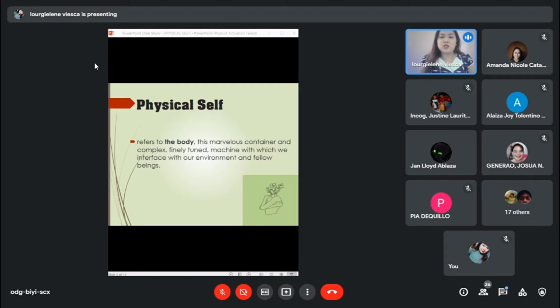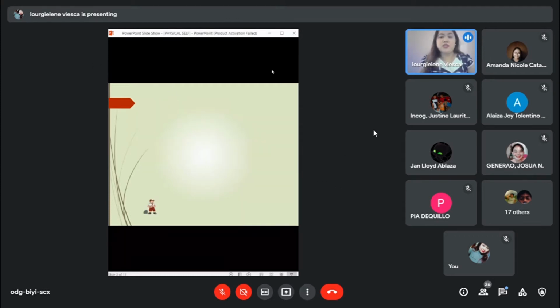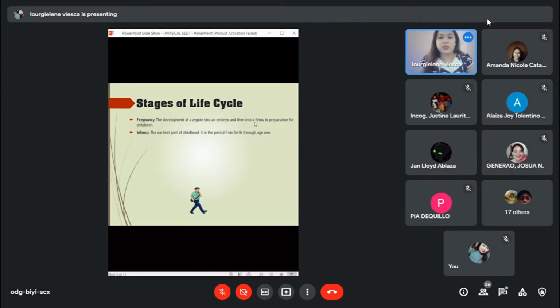Let's try to discuss what are the different stages of the human life cycle. So first we have the pregnancy. The pregnancy is the development of the zygote into an embryo and then into a fetus in preparation for childbirth. Then we'll have the infancy. The infancy is the earliest part of childhood, and it is the period from birth through the age of 1. During infancy, infants typically grow about 10 inches during the first year. For boys, half the adult height is attained by about the age of 2. When infants are born, most of their body mass is in their head. As they grow older, the rest of their bodies catch up, just as they develop their motor skills, such as crawling, sucking, and sometimes simple feet gestures or head gestures.